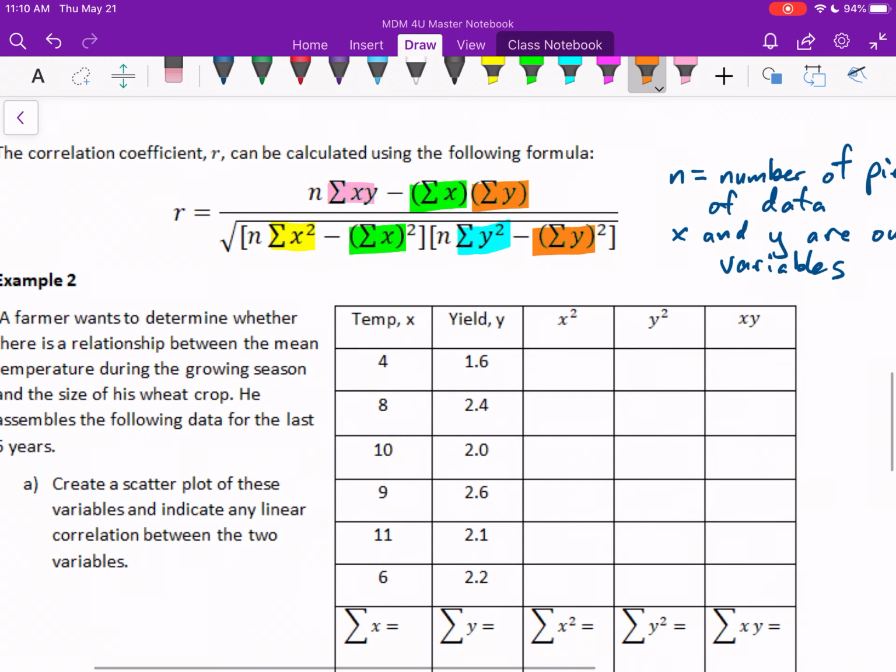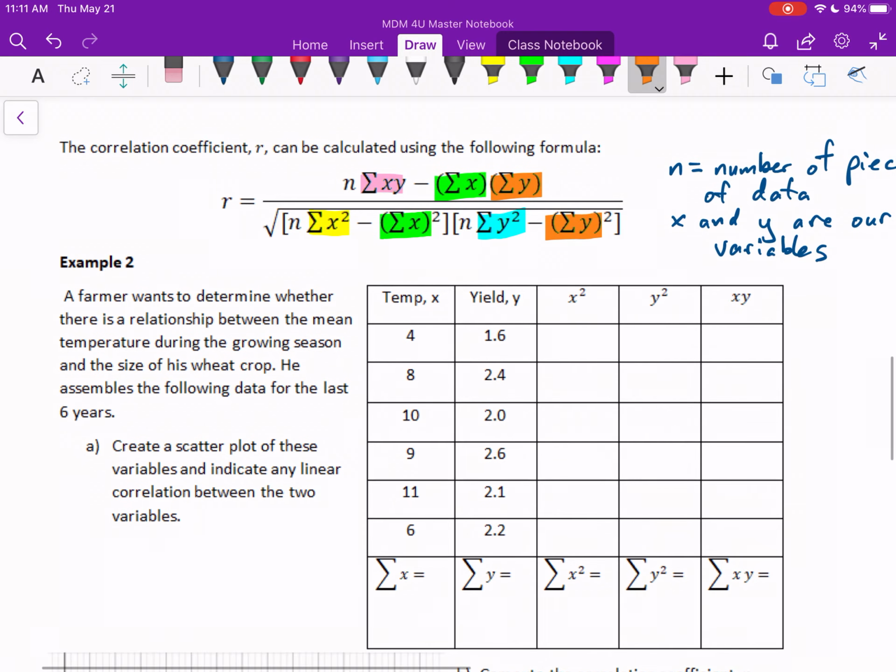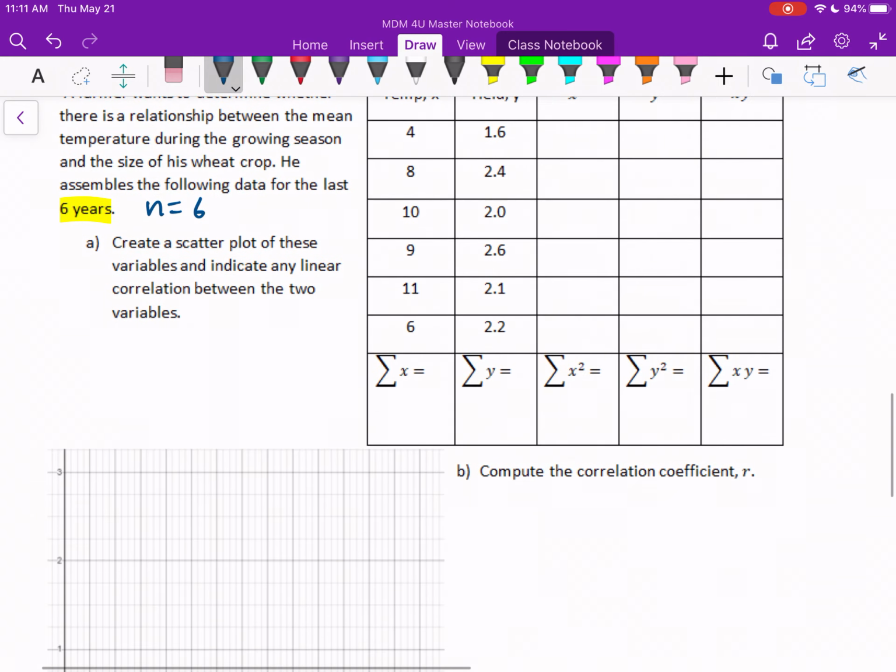So let's look at an actual example. A farmer wants to determine whether there is a relationship between the mean temperature during the growing season and the size of his wheat crop. He assembles the following data for the last 6 years. That means that n is equal to 6. Create a scatter plot of these variables and indicate any linear correlation between the two variables.